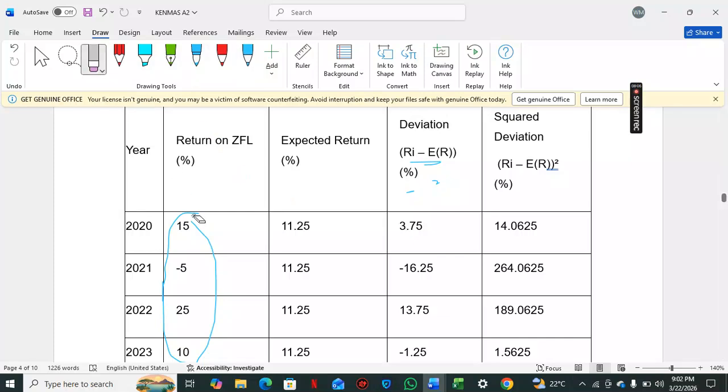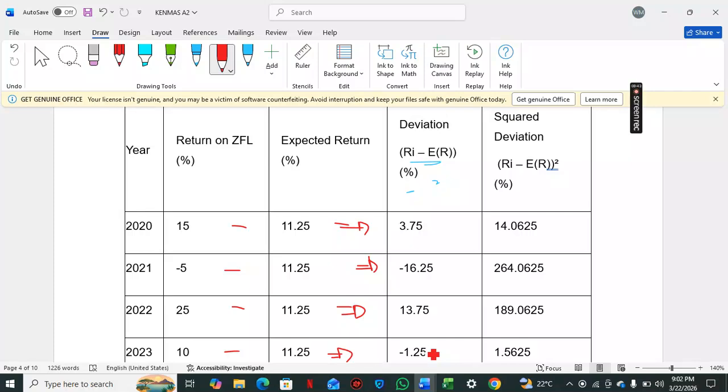Here you say 15 minus 11.25, 3.75. -5 minus 11.25, -16.25. 25 minus 11.25, 13.75. 10 minus 11.25, -1.25. So that's the first thing you do, colleagues: calculate the deviations.